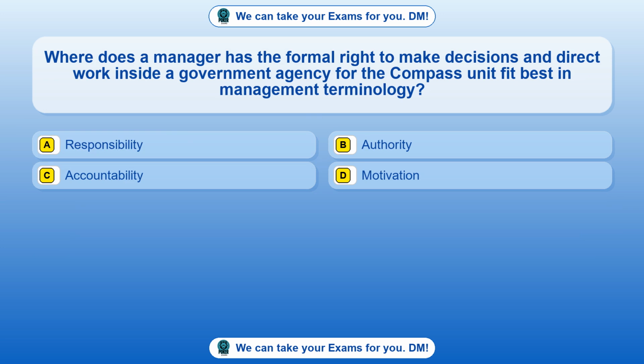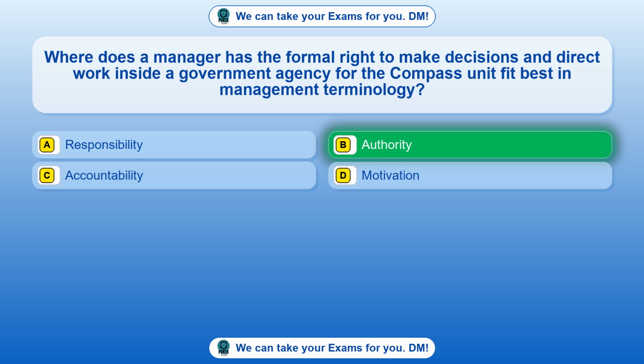Question 3. Where does a manager has the formal right to make decisions and direct work inside a government agency for the compass unit fit best in management terminology? Option A, responsibility. Option B, authority. Option C, accountability. Option D, motivation. The correct answer is option B, authority.